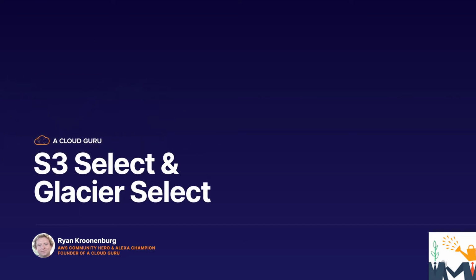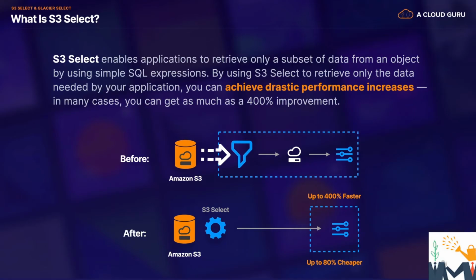In this lecture, we're going to look at S3 Select and Glacier Select. So let's start with S3 Select. What is it? Well, basically, it enables your applications to retrieve only a subset of data from an object by using simple SQL expressions. So it's a way of essentially pulling your data from S3 using SQL. By using S3 Select to retrieve only the data needed by your application, you can achieve a drastic performance increase, and in many cases, you can get as much as a 400% improvement.